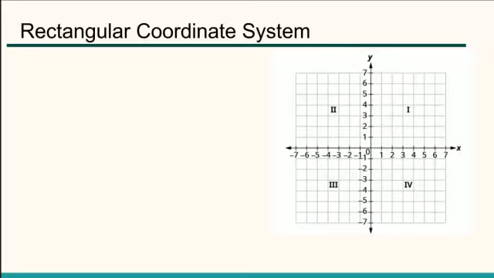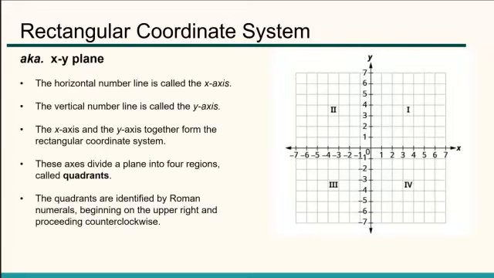I'm going to be graphing some points. So here's the rectangular coordinate system. It's also known as the XY plane. You might hear it called that. The horizontal number line is called the x-axis. The vertical number line is called the y-axis. The x and the y-axis together form the rectangular coordinate system.